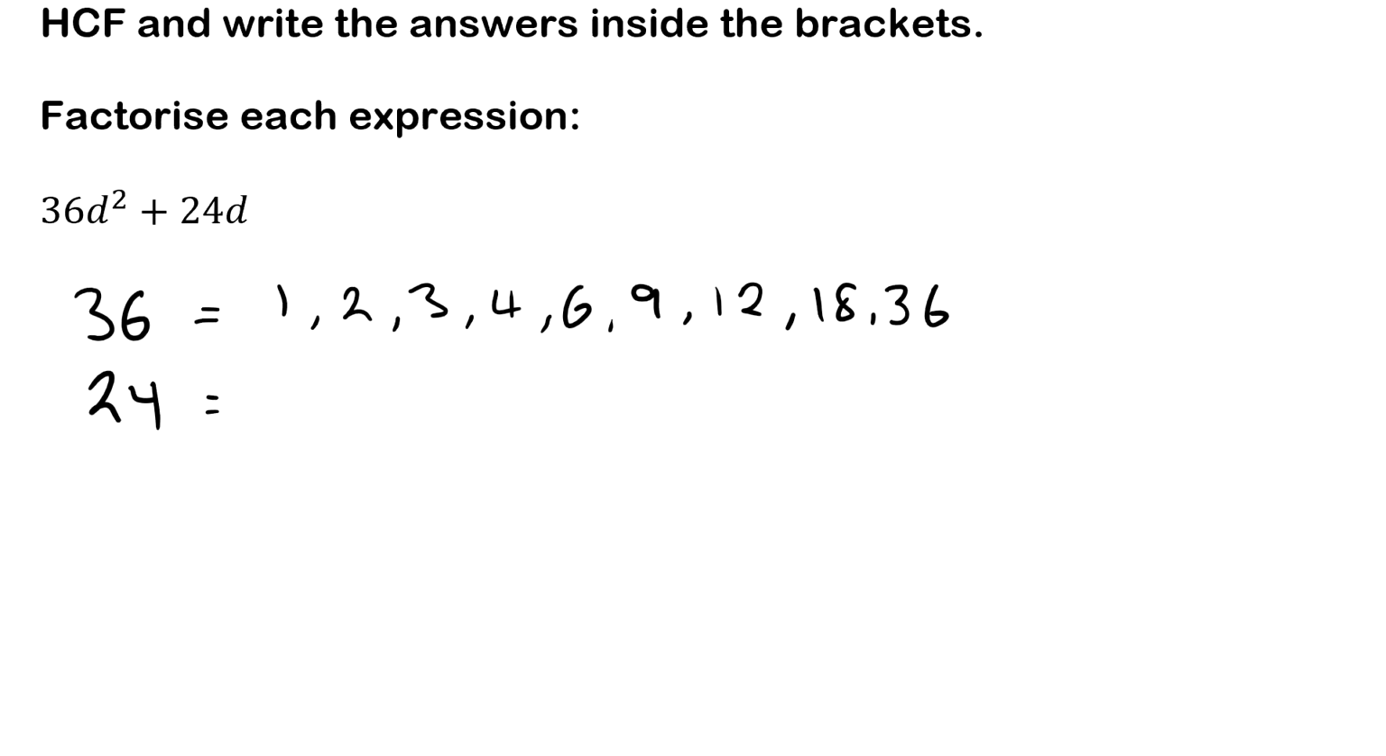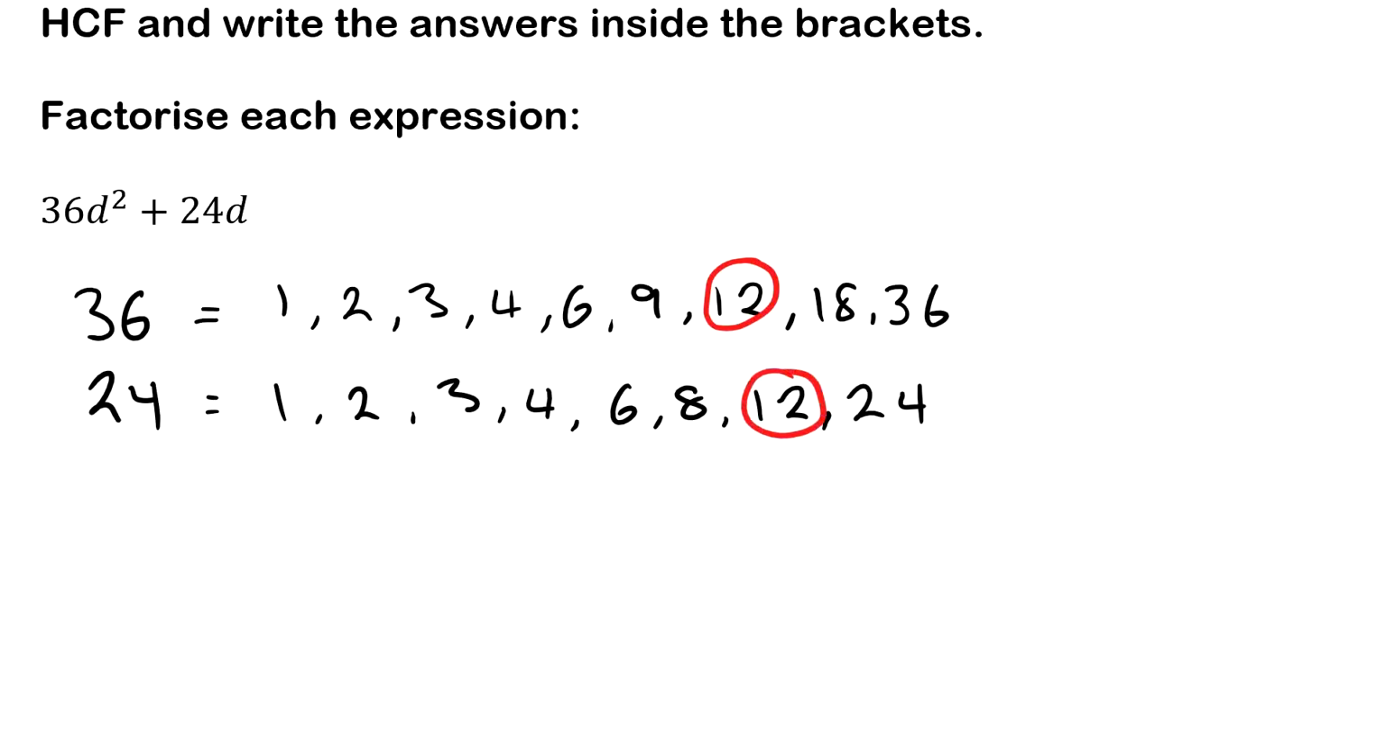So we're now going to write down the factors of 24, and they are 1, 2, 3, 4, 6, 8, 12, and 24. Now to find the highest common factor, we go along and then find the highest number that is shared between both our lists. So in this case, it's going to be 12. So 12 is our highest common factor. In terms of the coefficients, we now look at our letters, our pronumerals, and see if there's any common letters. So both have the letter D, so I also know D is also a factor, a highest common factor.